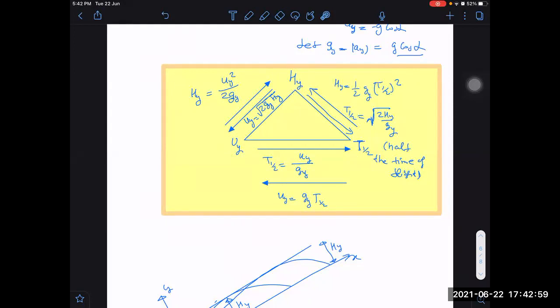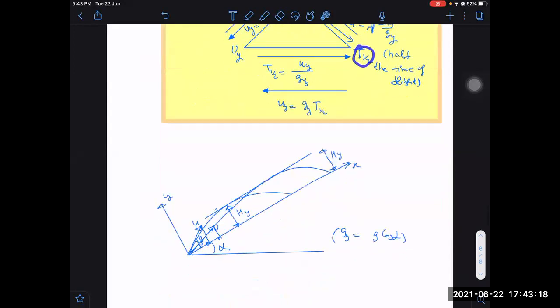Yes, but I'm a little confused in that, sir. Can you explain that, sir? So there are 6 formulas. You don't say I'm confused in 6. You have to tell me in which part you are confused. Hy to t half, t1 by that I did not understand, sir. See, Hy is equal to half g.